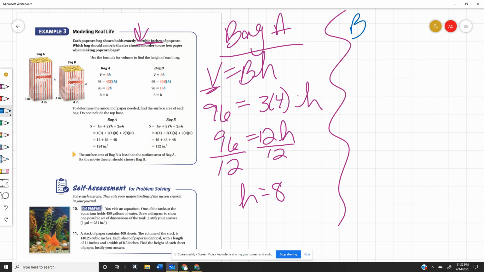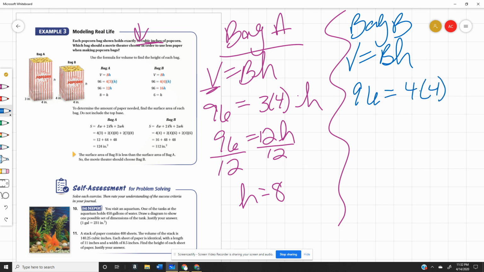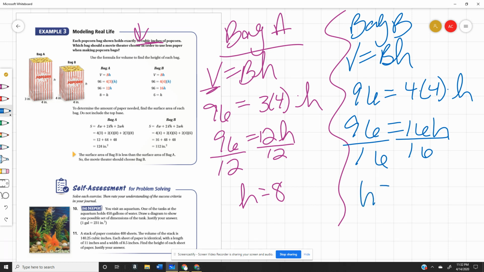Let's look at bag B. We've got the same exact formula. Volume equals the area of the base times height. Volume is the same on this one. We've got 4 times 4 times the height. This one has a little bit of a bigger base. So 96 equals 16h. Divide both sides by 16. And we get that h is equal to 6.